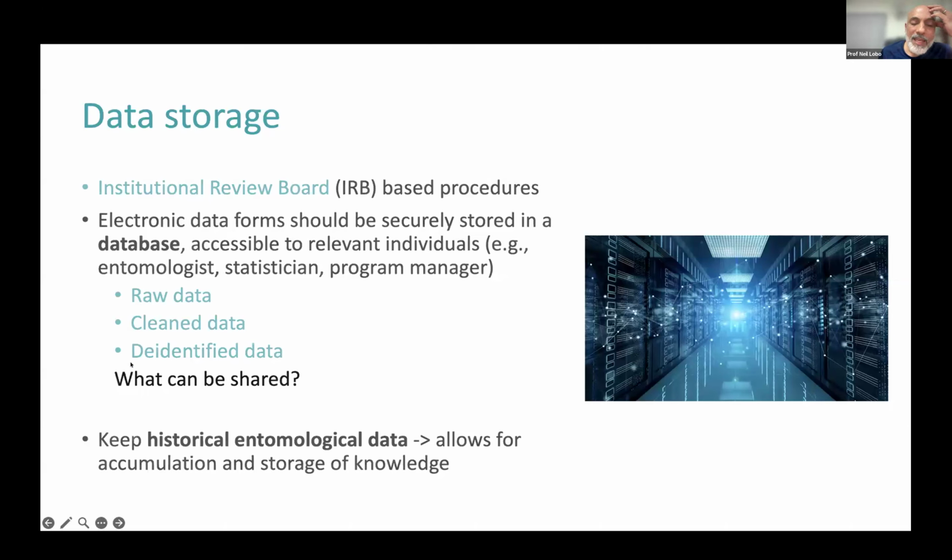Depending on the type of data you collect, you might want to have de-identified data where the human-centric data is removed or coded or taken out. So it just depends on what kind of data you have. A lot of times, entomological data does not have human data, but it's important to realize that this might be part of what you're collecting, and you want to make sure you protect that data.